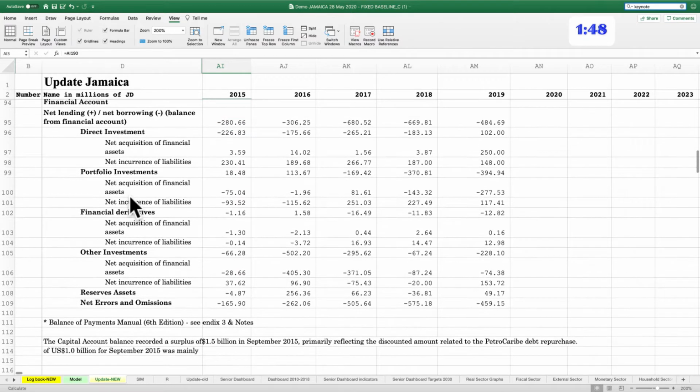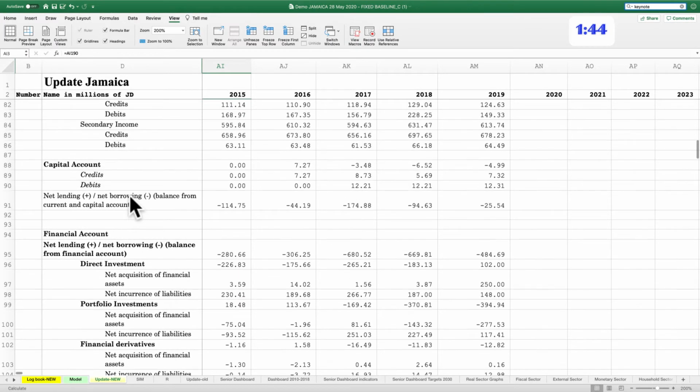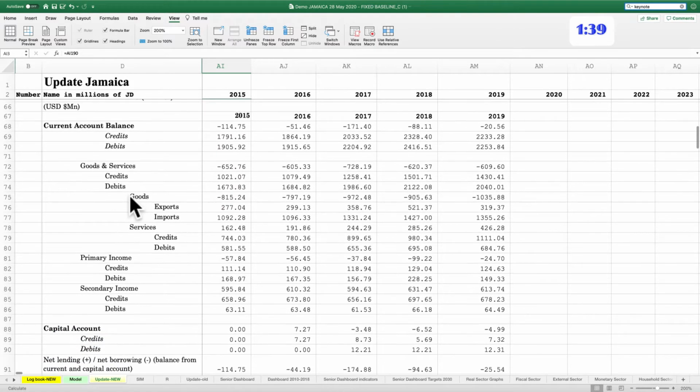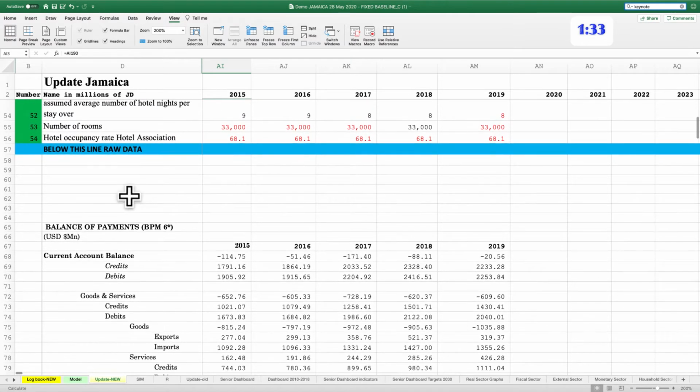We have some data about the financial account of the balance of payments. We have some data about the balance of payments itself. So the current account, exports, imports. We have many, many data. Now, let me show you again.